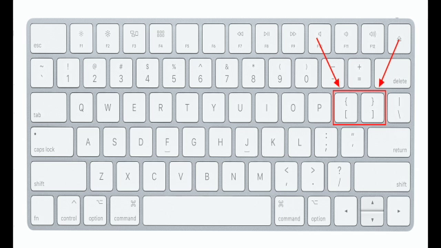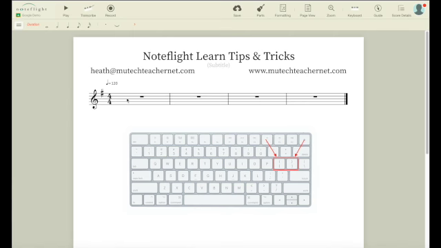Look to the upper right corner of your QWERTY keyboard and find the left bracket and right bracket keys just below and to the left of the delete key. Once I enter a note on the staff, I can type the right bracket to increase the duration of the note, or the left bracket to decrease the duration of the note. As I enter the notes, I'm using these brackets to adjust the durations as needed.